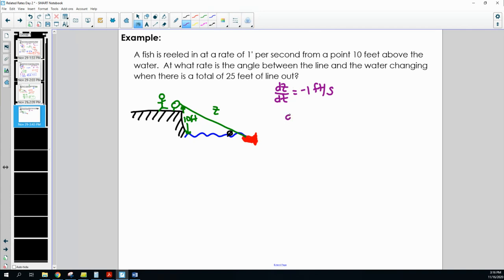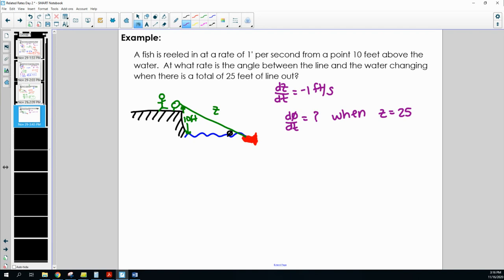So we want to find d theta over dt. That's the question mark, what we're trying to find when there's 25 feet of line out, so when z is equal to 25.